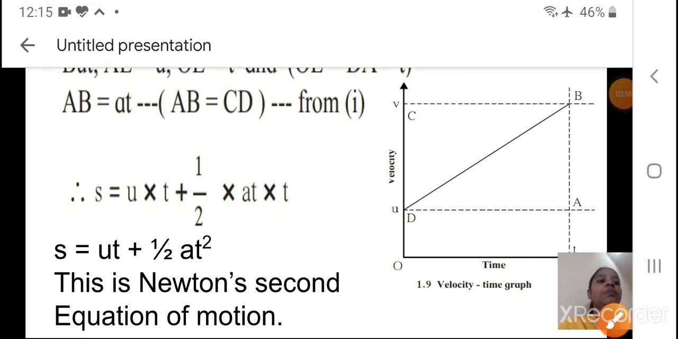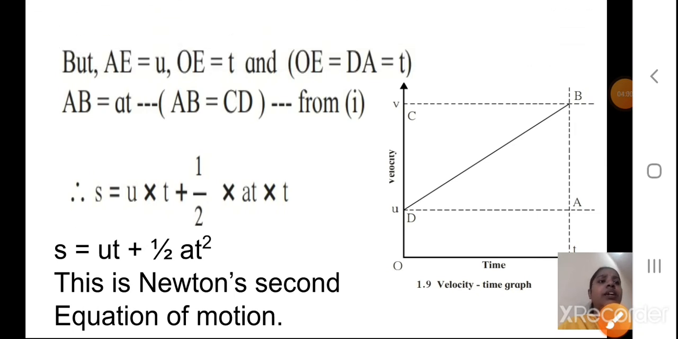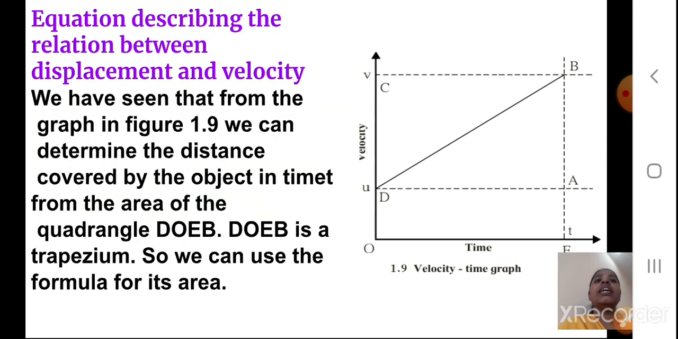Okay, now the next part we will see. What is our next part, students? That is the equation describing the relation between displacement and velocity. That is the Newton's third equation. Now, we have seen that from the graph in figure 1.9 we can determine the distance covered by the object in time t from the area of the quadrangle. Yes, last time for equation 2 we took the quadrangle area only.